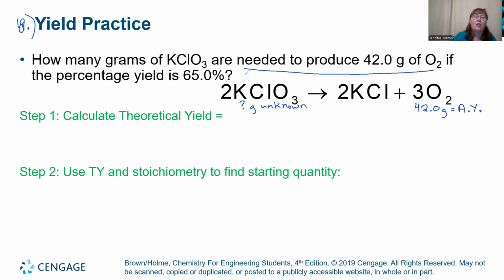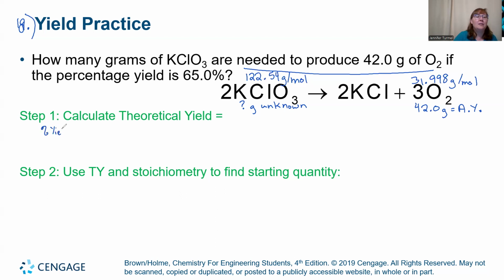So the molar mass here for our unknown is 122.54 grams per mole. Always a good idea to calculate those ahead of time so that it's easy to plug things in. And for our oxygen, you might have this one memorized by now, but it's 31.998 grams per mole. Okay. So now we're calculating our theoretical yield. Let's take a look at that.